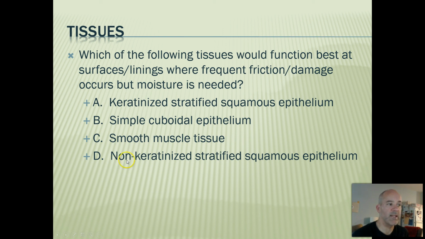So our answer here is D, non-keratinized stratified squamous epithelium. And that's the type of tissue you have inside the mouth, back in your pharynx and so forth. Kind of like skin, but it's not keratinized because you would not want a dry surface in those locations.